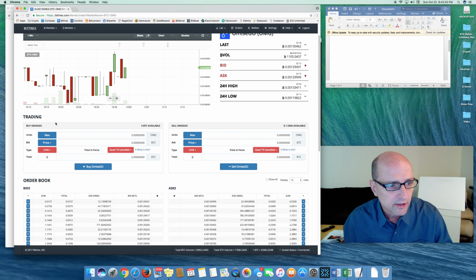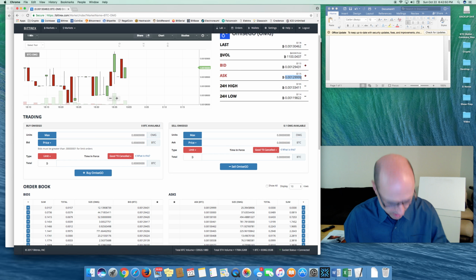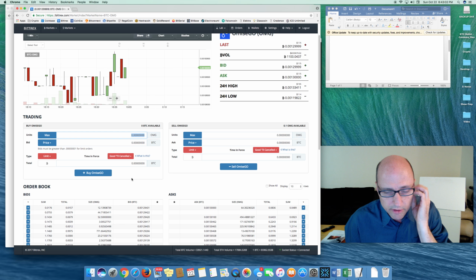Down here, if you want to do some trading, if you already own some of this, you can either sell it or buy it. So to buy OMG Graph, you would put in the number of units you want and the price. To choose your price, you would look up here and say, okay, maybe I want to match that asking price and just sell it right away. So I'd copy that, paste it down here into Bitcoin, and then put how many I want to sell. I would click OK, buy OMG Graph, and it would confirm it, and then it would list it under here as a buy order, and it would sit there until it's sold.